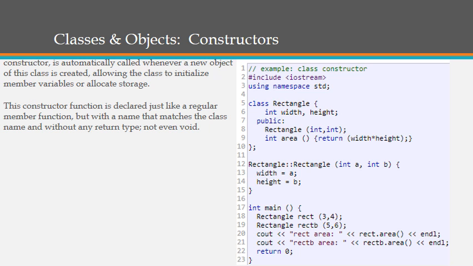Now here on the screen we have an example of code using class constructors. A constructor is automatically called whenever a new object of this class is created, allowing the class to initialize member variables or allocate storage. Notice the definition of the class rectangle. We see the two private data elements, the variables width and height, and we see the public declaration, and a function that we already know is being declared within the class. The function is area, returning the multiplication of width and height, and then we see a function here, rectangle, that receives two parameters of type integer.